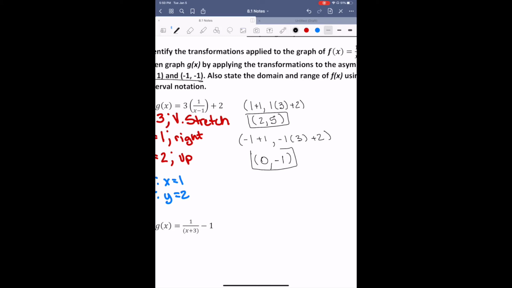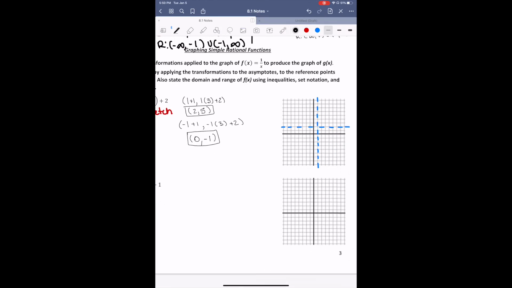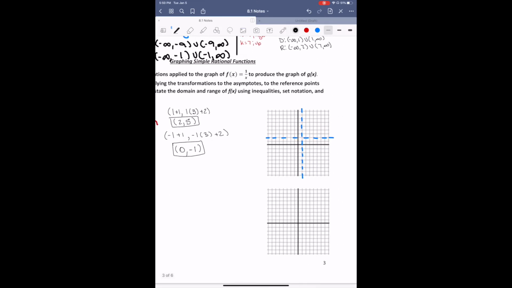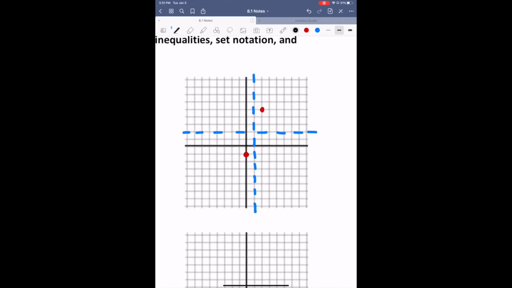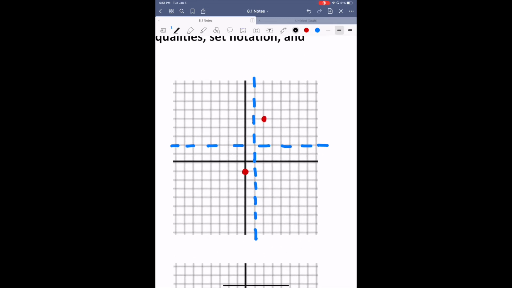These are the 2 points we are interested in. Going back to our graph over here, let's go ahead and plot those points. So (2, 5) is right here, and (0, -1) is down here. Now, because we're only using 1 point, this is where you have to go in and think, what is my graph going to look like?